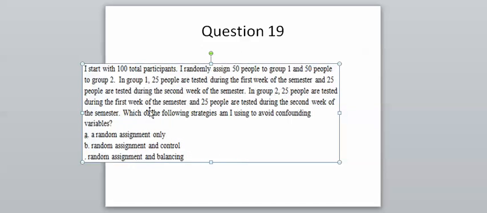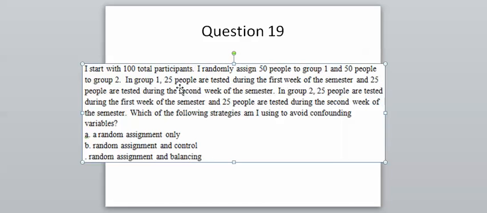Here what I'm doing is half of the people go to group 1, half go to group 2. In group 1, 25 are tested in the first week, 25 are tested in the second week, so it's half and half. And in group 2, 25 are tested in week 1, 25 are tested in week 2, which is half and half again. So we're using balancing. We're balancing the week that we're testing people in. So balancing is being used. And random assignment is also being used because I'm randomly assigning people to group 1 and group 2. So it's random assignment and balancing.